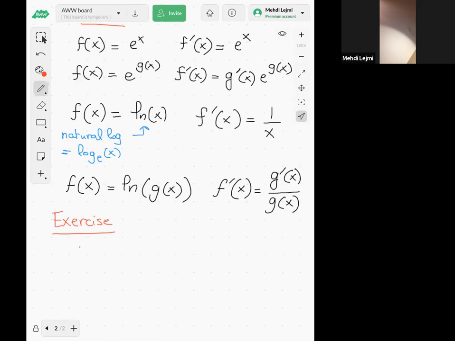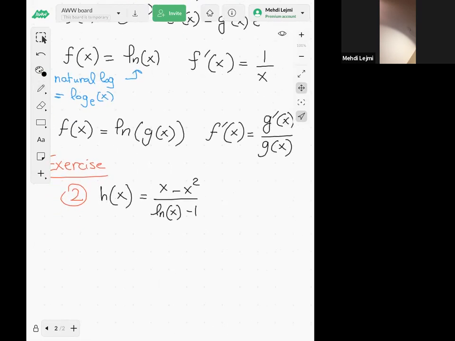But number 2, we have h of x equal to x minus x squared over natural log of x minus 1. And of course, the question is to compute h prime of x. So how do we compute h prime? Well, first question is, which rule am I going to apply? Do you have to apply the product rule, the quotient rule, or the chain rule?